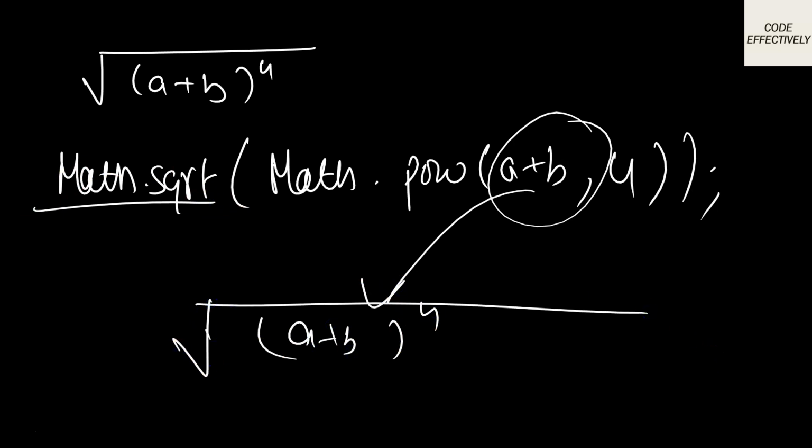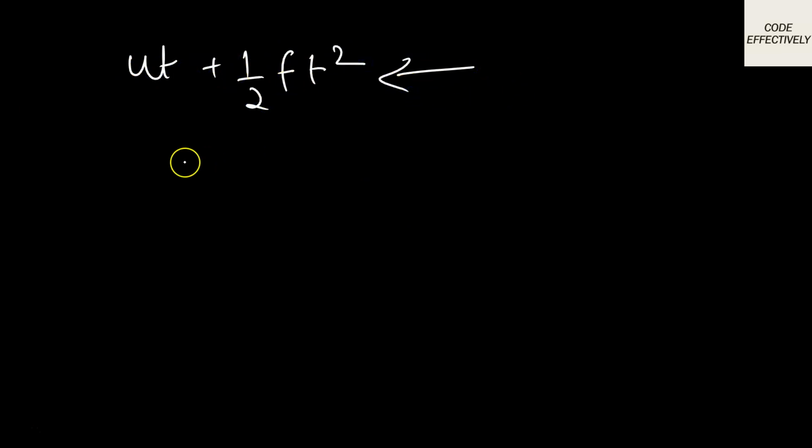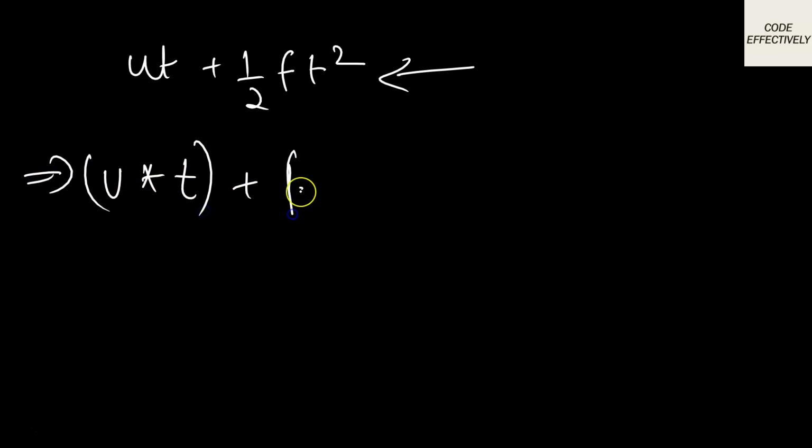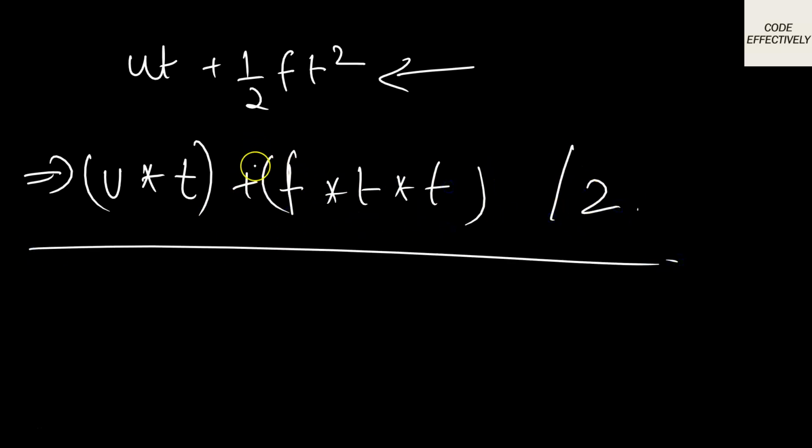After this we have another easy one, ut plus half ft square. If you are a physics student, you must know this is the formula for motion under gravity. So let's put it in mathematics. It will be u into t plus, let's keep it in bracket, f into t into t, and then the entire thing divided by 2. So that's it. We can have this also. If you want, you can put this entire function in. That's pretty easy for you.